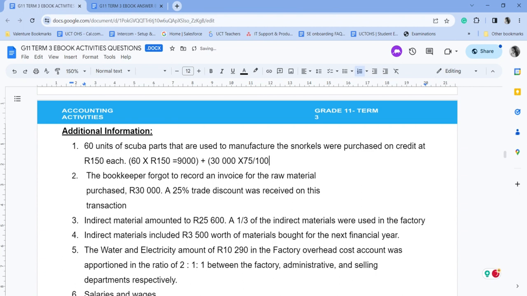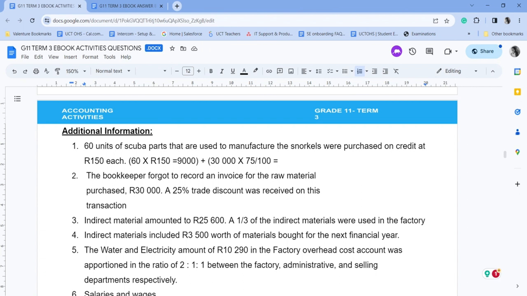Okay, let me repeat this again. They say the bookkeeper forgot to record an invoice for the raw material purchase, 30,000. A 25% trade discount was received on this transaction. You get it? We got a discount for this transaction. We were supposed to pay the full price, but somehow we got a discount, which means that we will no longer pay the 30,000, but a price that is less the discount that we received.